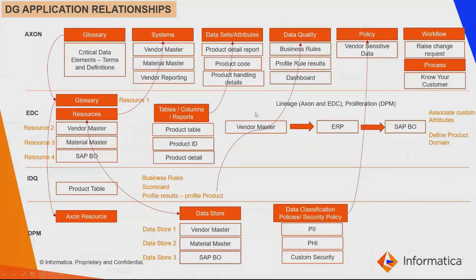Here's an example of how the application relationships works between Axon, EDC, IDQ, and data privacy management. The glossary component of the Axon is defined for the critical data elements, having the terms and definitions, which are then imported into EDC to tag to the respective technical metadata. The resources are basically configured to the respective source systems here, vendor master, material master, and SAP PO, which are then logically connected to the systems, which is a logical layer, giving the logical to physical view.